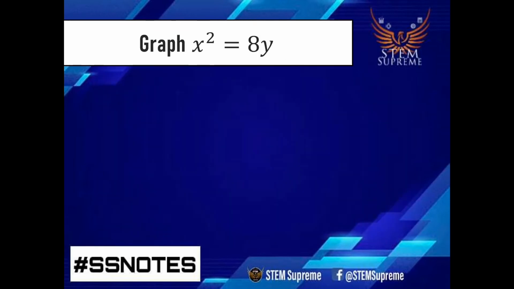Let's start now na mag-graph ng parabola. Ating i-graph ang equation na x squared equals 8y. Isulat natin sa side yung equation. Ang una nating gawin ay mag-factor out ng 4 mula sa coefficient ni y. Now, makikita natin na may natirang coefficient which is 2. Ito ang value ni a.